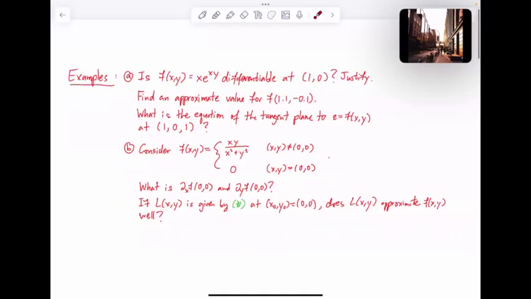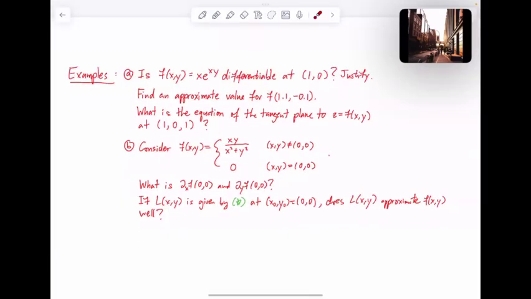Now let's take a look at these. So maybe some of you have seen this addition to yesterday's notes. If not, maybe you could take a look at this now. We'll begin with a couple of examples. So has anyone tried this example?